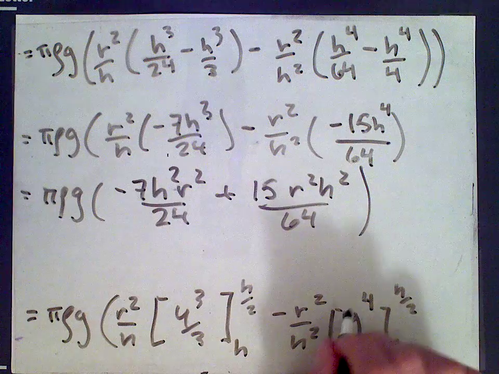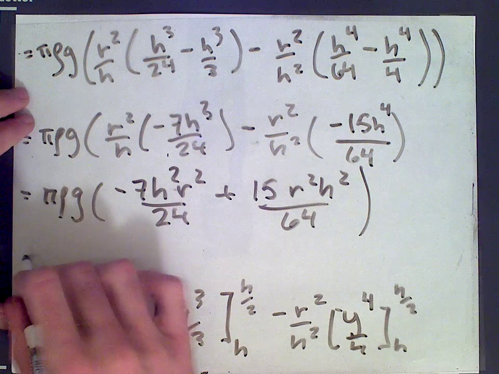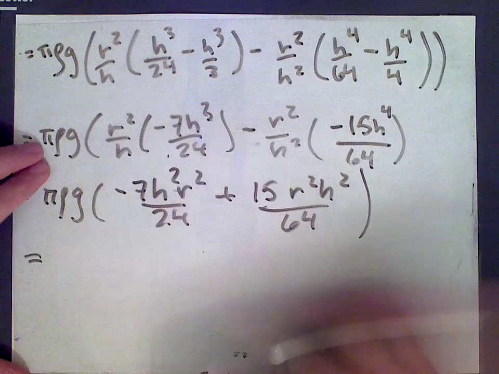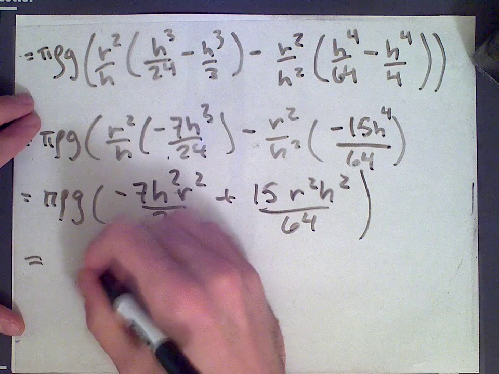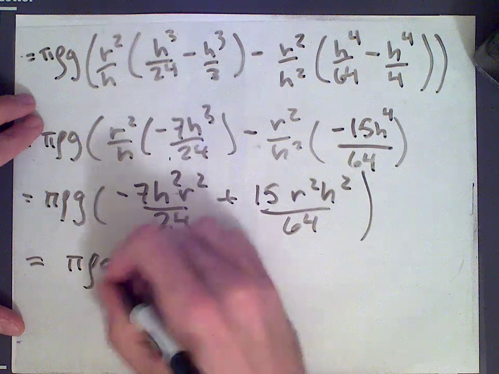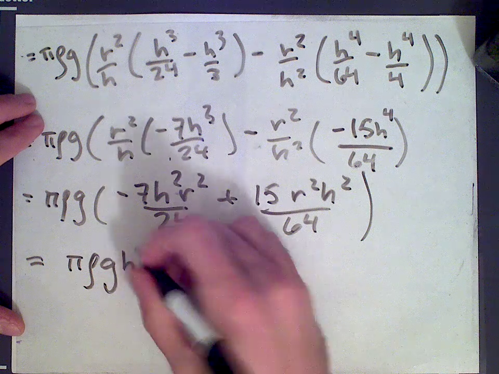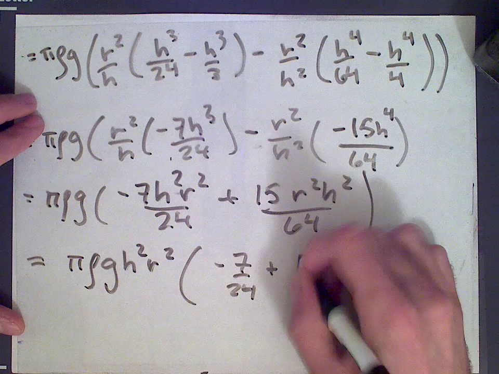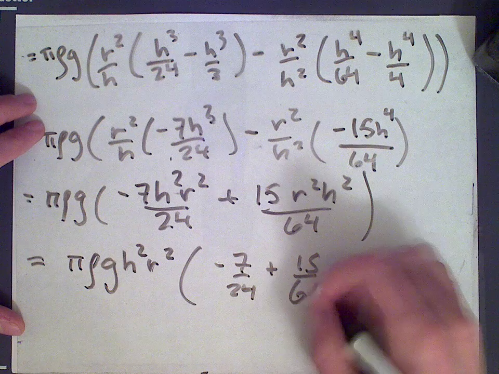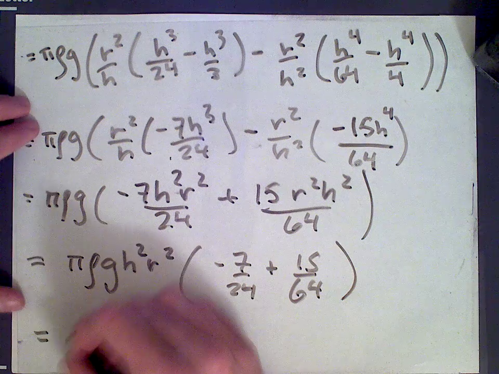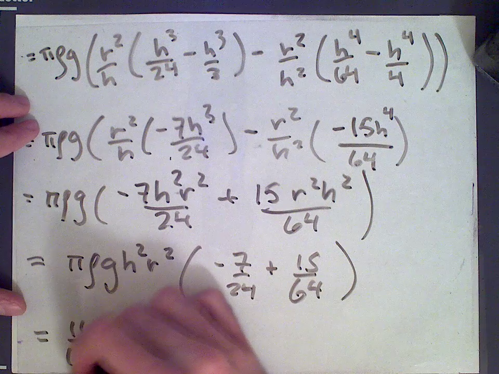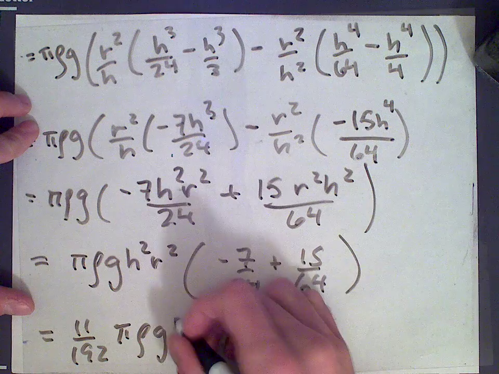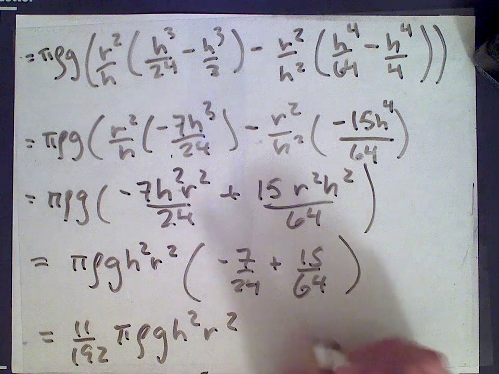Okay, right. Which ends up being, if you factor everything out, let me erase what's on the bottom here, pi rho g, there's an h squared r squared in each of these, times negative 7 over 24 plus 15 over 64, which finally gives us 11 over 192 when you actually end up calculating this fraction, times pi rho g h squared r squared.